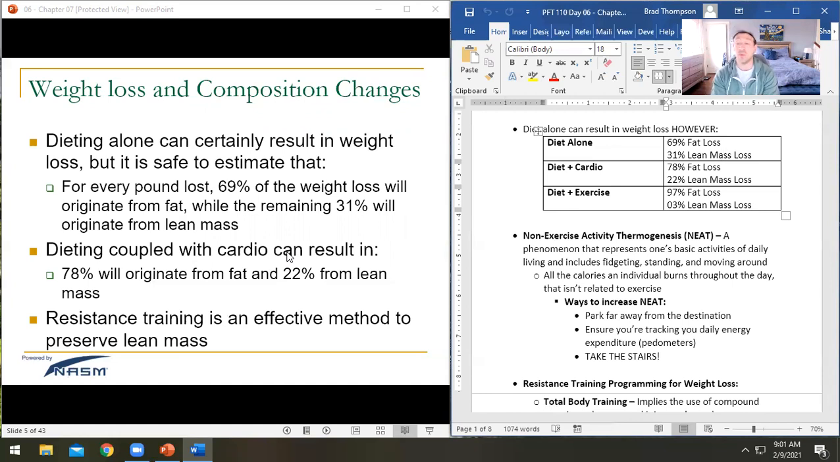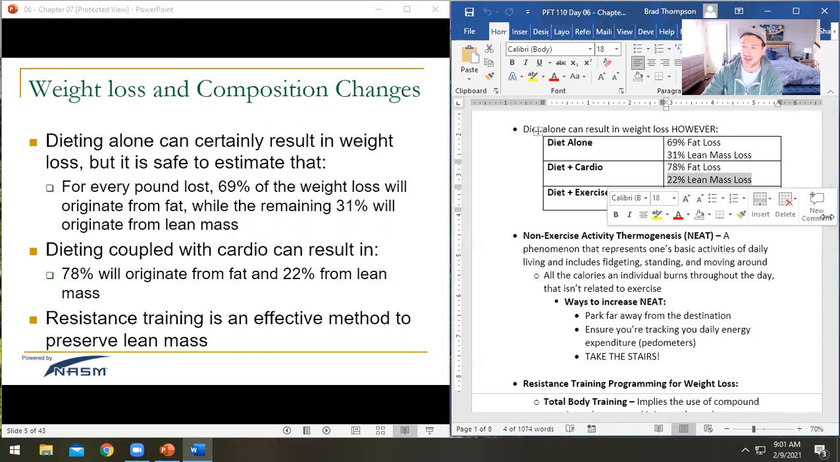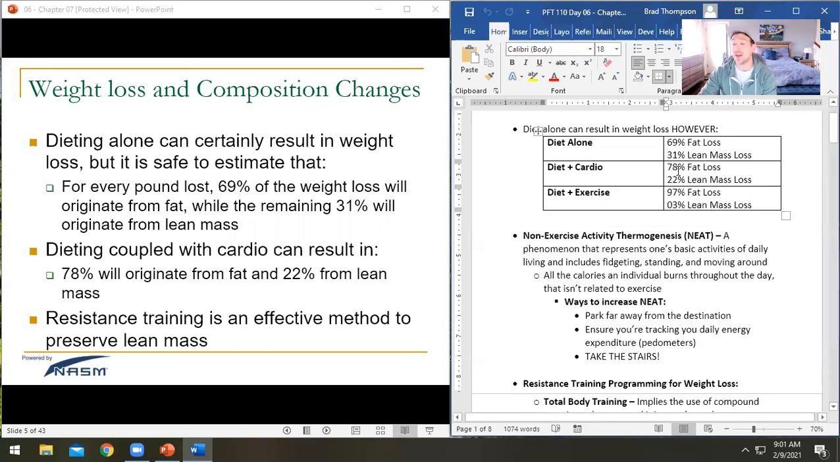Well, what we see when you couple dieting plus a little bit of cardio is we suddenly boost the percentage of fat loss up, and we drop the percentage of lean mass loss down. So this is about an 8% difference here. It's pretty good, right? That's really quite decent, actually.